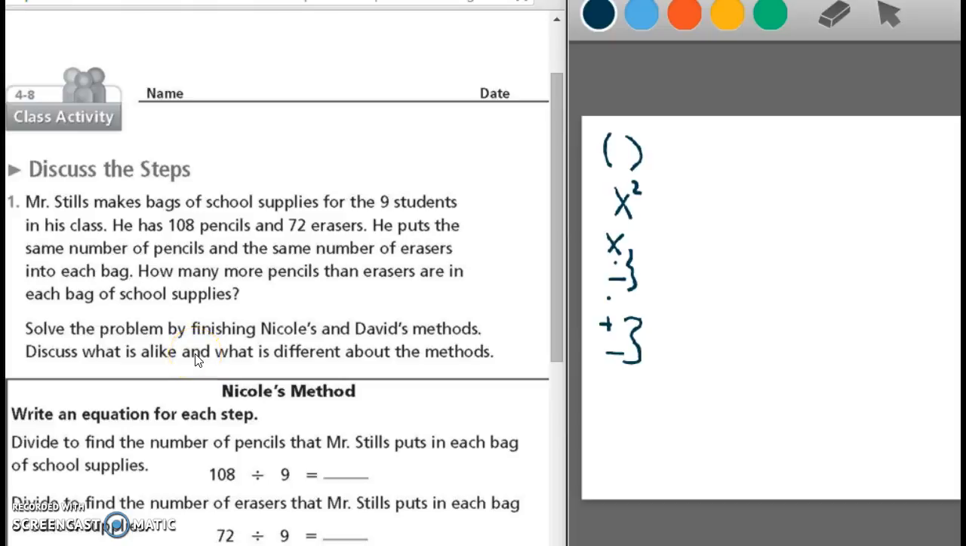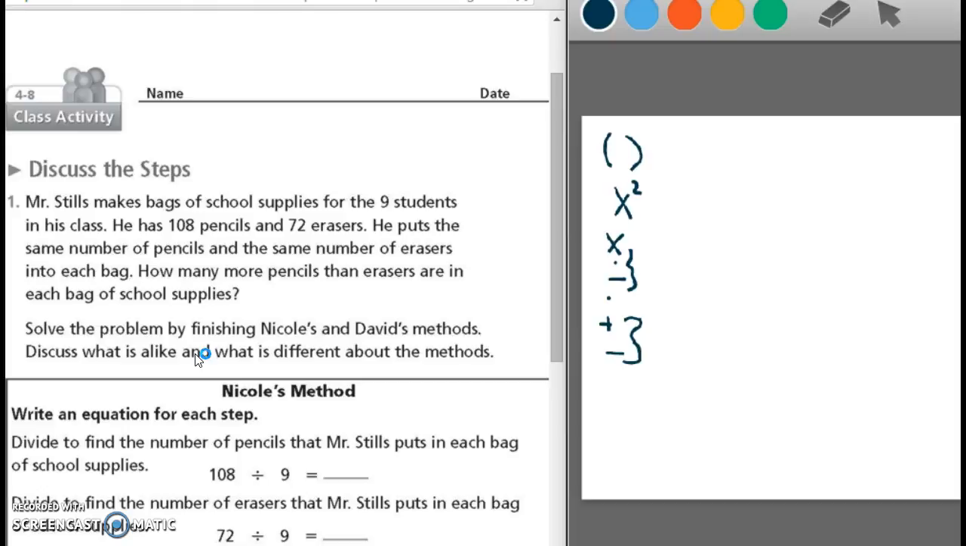Okay, so here's how we are going to apply all of our knowledge about order of operation into a story problem. So we are going to read this story problem and we are going to figure out how we can solve it using the order of operation. So it says, Mr. Stills makes bags of school supplies for the 9 students in his class. He has 108 pencils and 72 erasers. He puts the same number of pencils and the same number of erasers into each bag. How many more pencils than erasers are in each bag of school supplies?